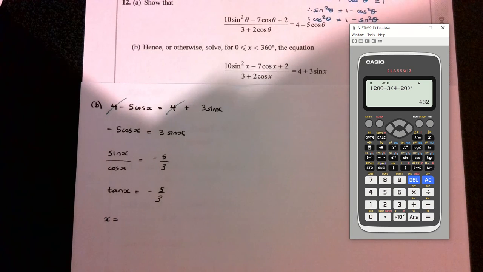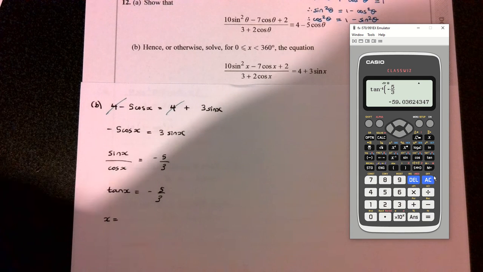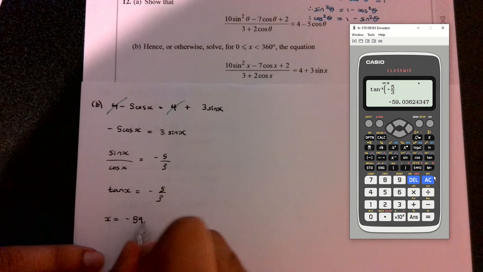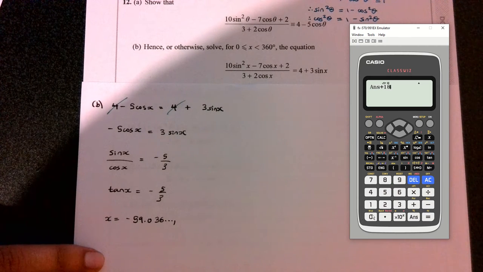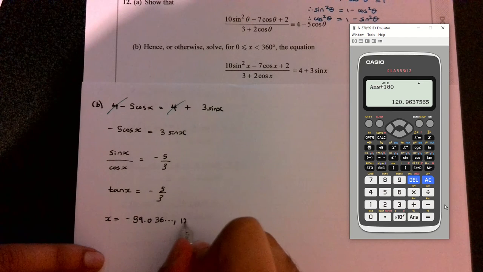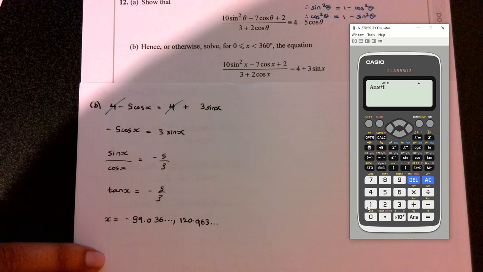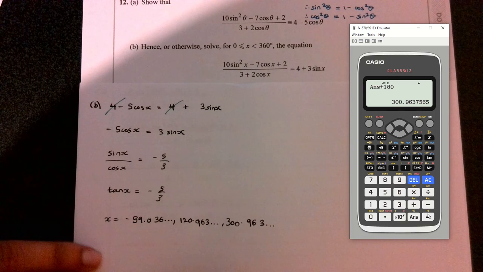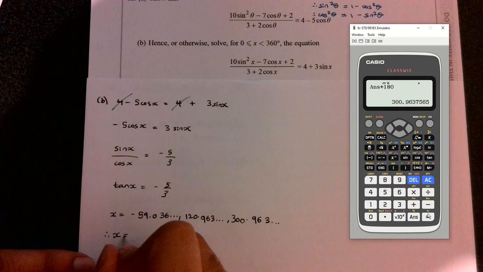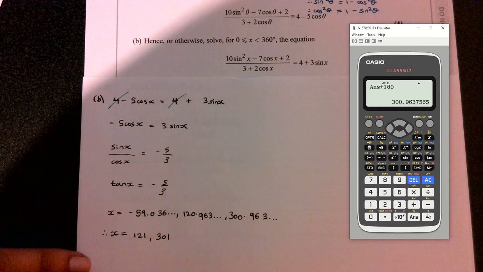And if we solve for values of x, if we grab our calculator and find the inverse tan of minus 5 over 3, we end up with minus 59.036, etc. Our next value, if we add 180, we end up with 120.963, etc. And if I add on another 180, we have 300.963, etc. And therefore the values of x, we have 121 and 301 to the nearest whole number. Okay.